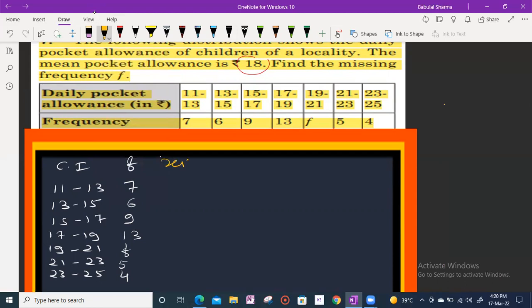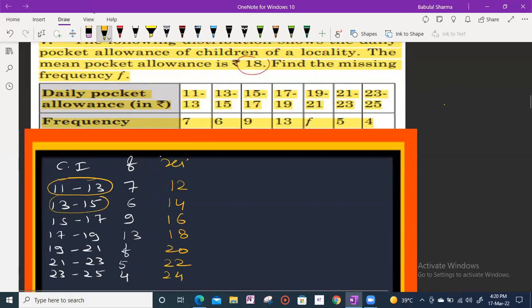So xi here, what is xi here? The mid value of each class means the lower limit plus upper limit divided by 2. So 11 plus 13, that is 24, divided by 2, that is 12. Similarly, the mid value of class 13 to 15 is 14. And class 15 to 17 is 16. Class 17 to 19, that is 18. Class 19 to 21, that is 20. Class 21 to 23, that is 22. And class 23 to 25, that is 24.